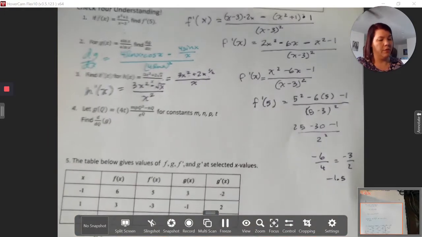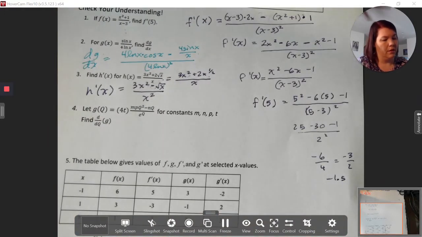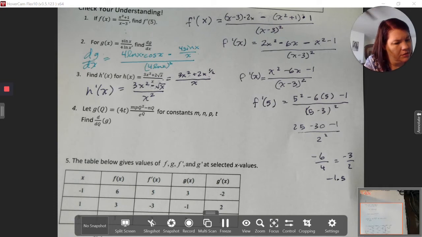All right, number 4. Let g of q equal this crazy mess. Find the derivative. Ooh, interesting.